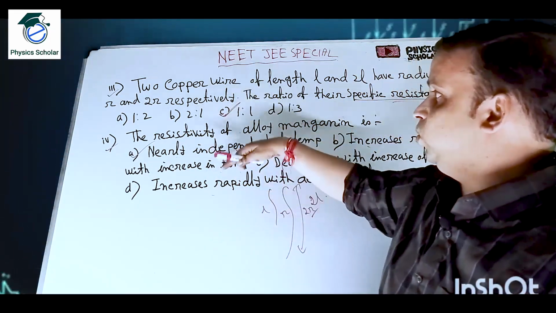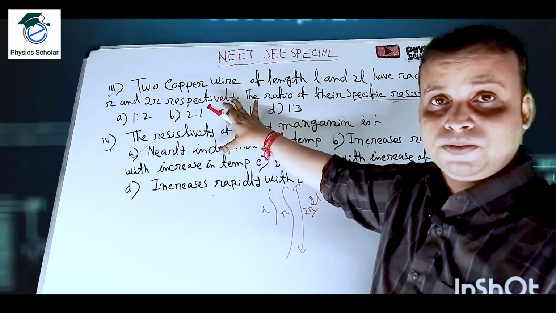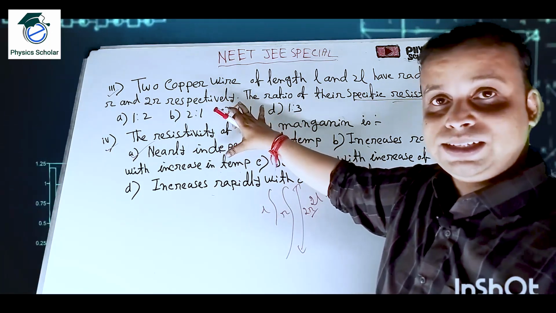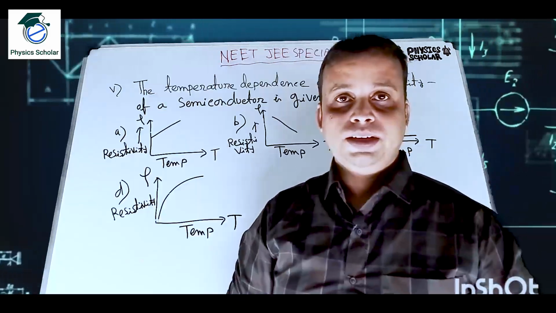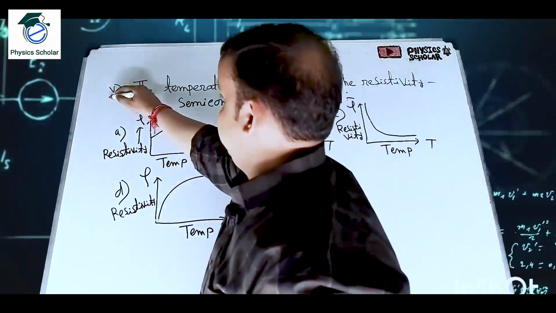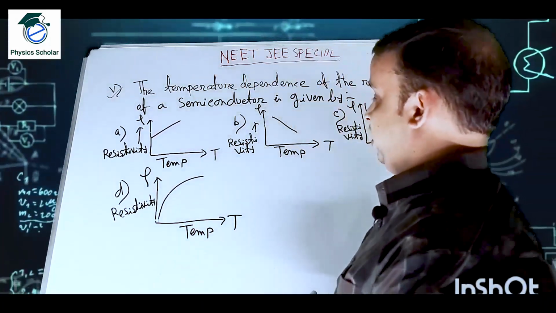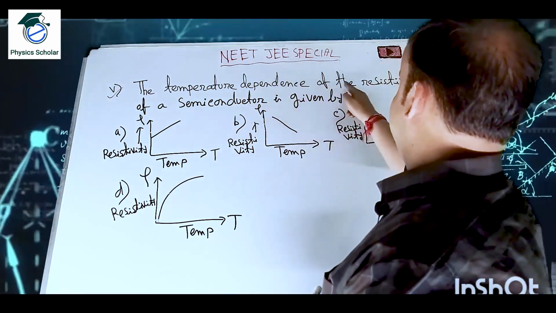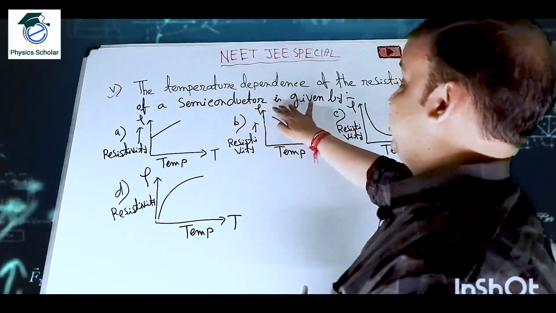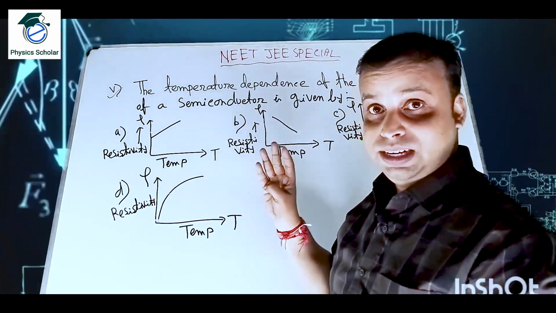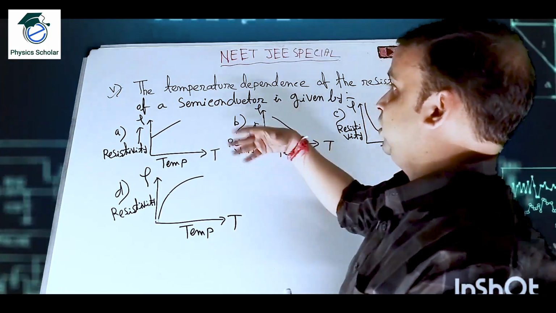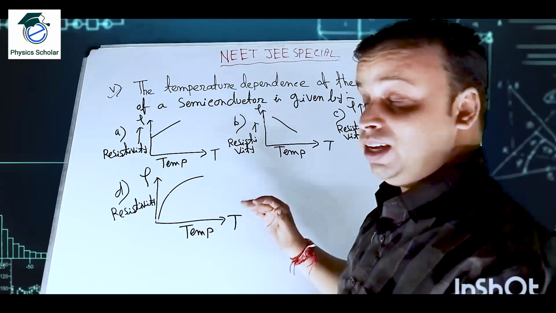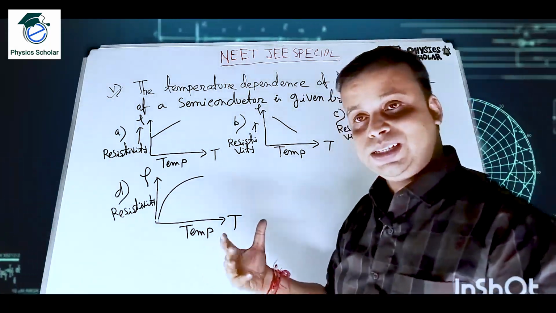Clear? So these two questions are very easy. Now students, let us move to question number 5. What is question number 5? The temperature dependence of the resistivity of a semiconductor. That means germanium, silicon. Clear? So these are the semiconductors. There are p-type and n-type semiconductors in modern physics. I will discuss that later.